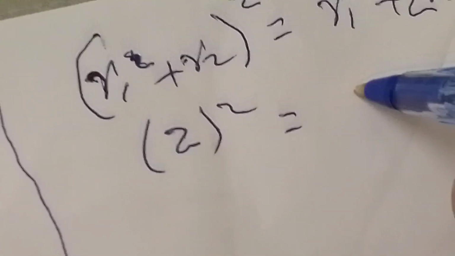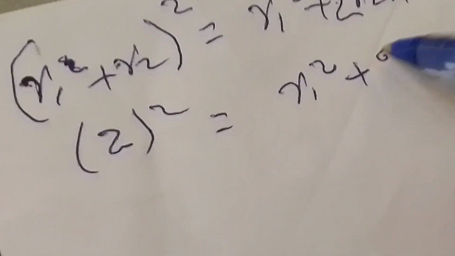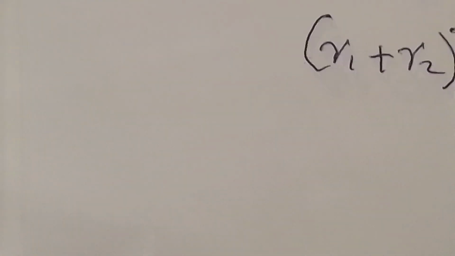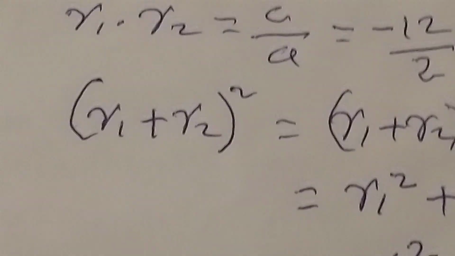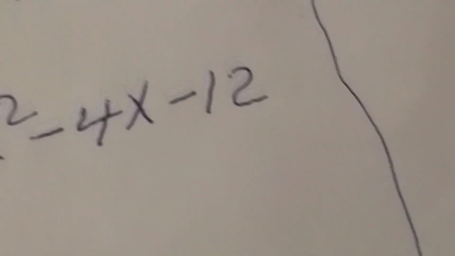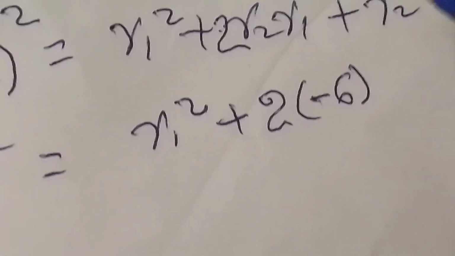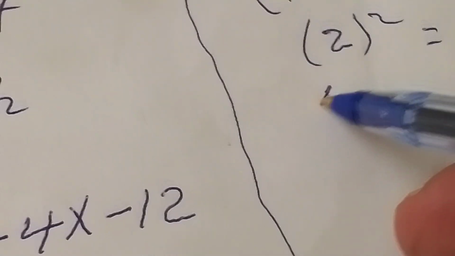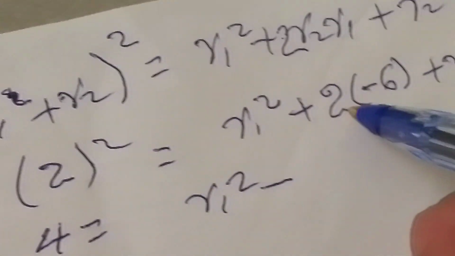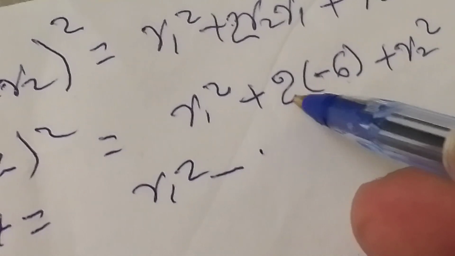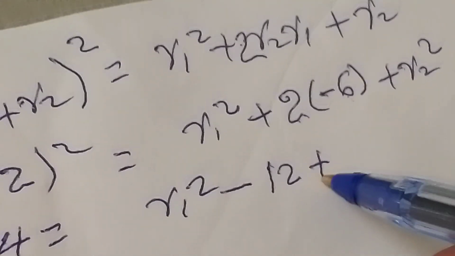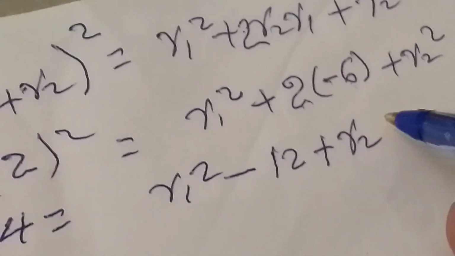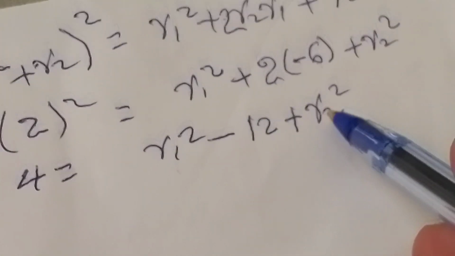is equal to r1 square, which is unknown, plus 2 times r1 times r2, and r1 times r2 is negative 6, plus r2 square, which is unknown again. 2 square is 4, equal to r1 square plus 2 times negative 6, which is negative 12, plus r2 square. r1 square plus r2 square is required.